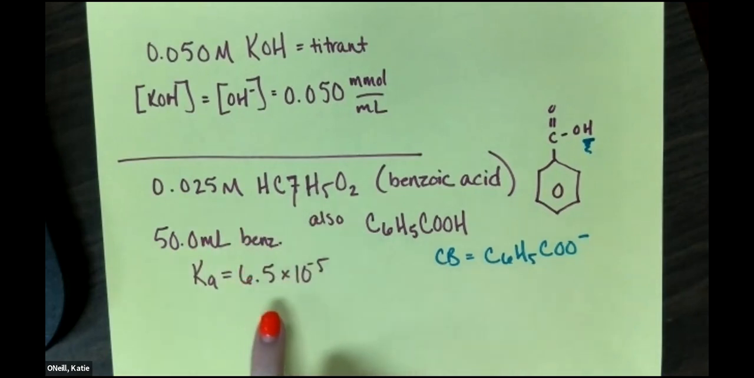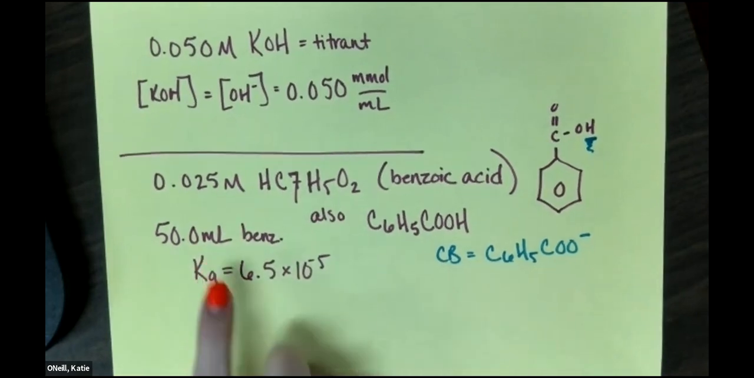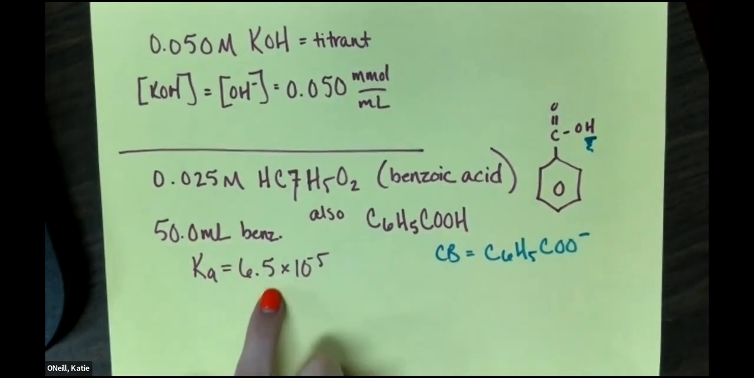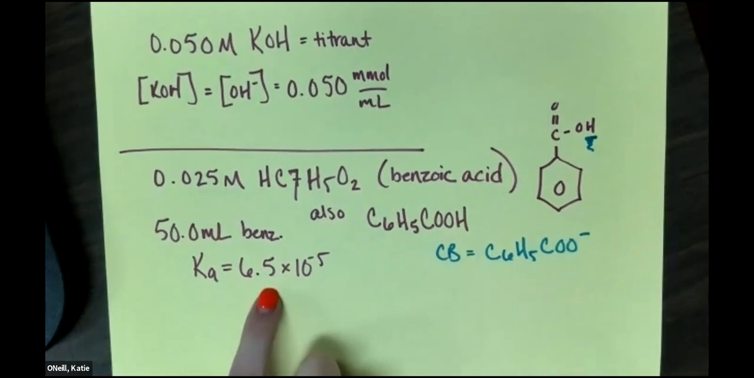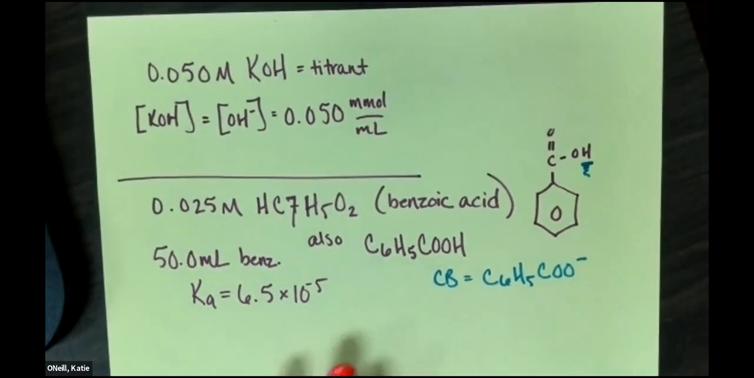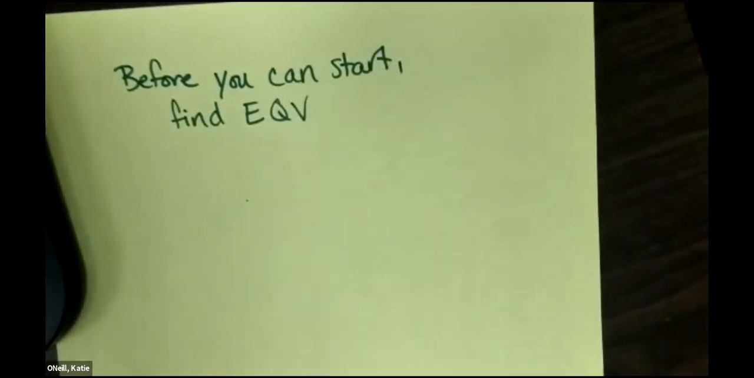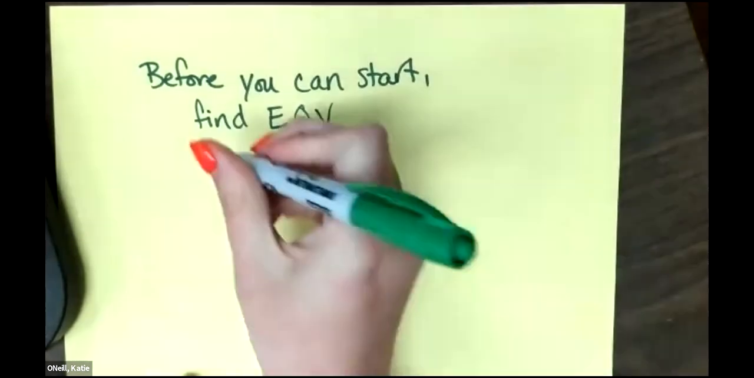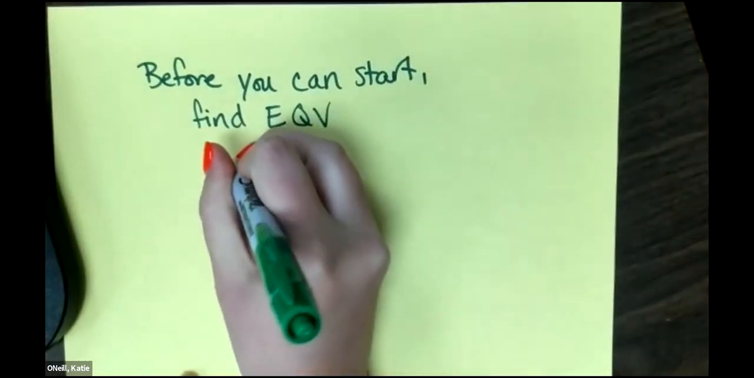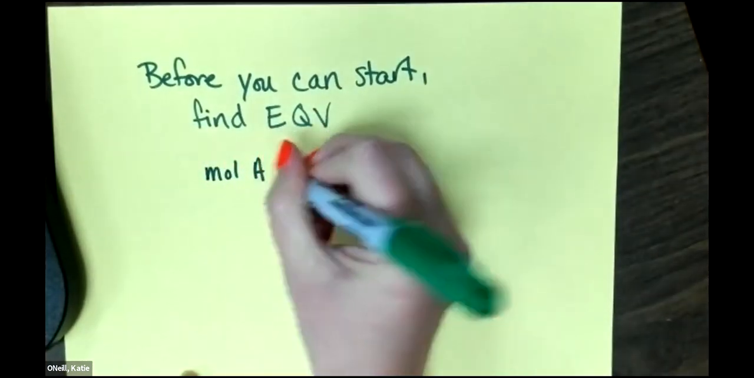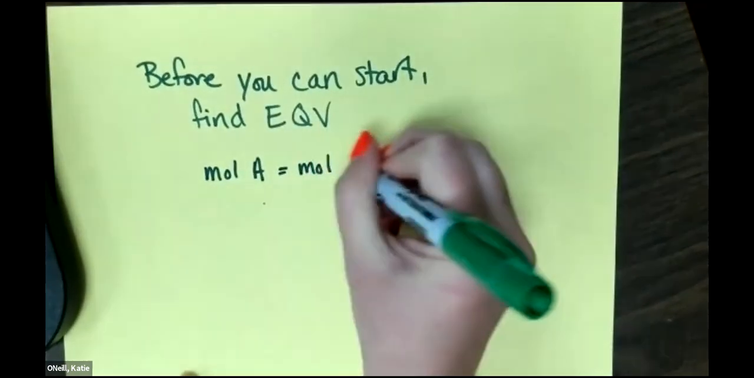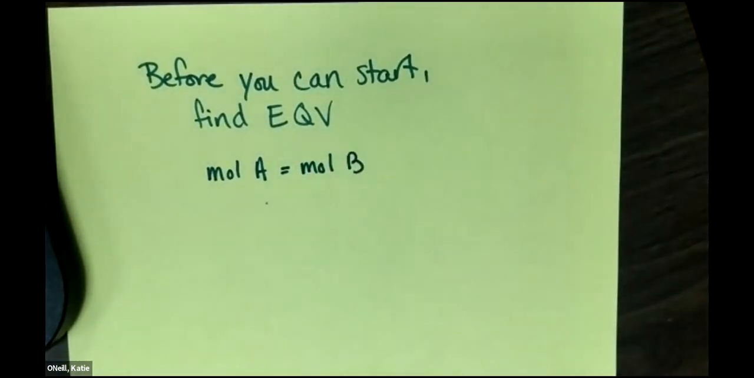The other information they gave us about the acid was that there was 50 milliliters of it, and that the Ka was 6.5 times 10 to the negative 6. This is the given information that I'm going to refer back to. Before you can even start, you have to find the equivalence point. So at the equivalence point, we know that the mole of acid should be equal to the mole of the base.